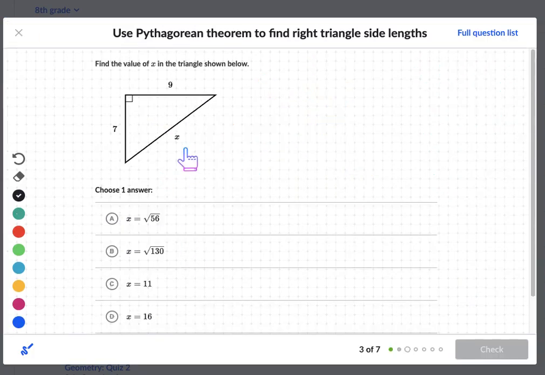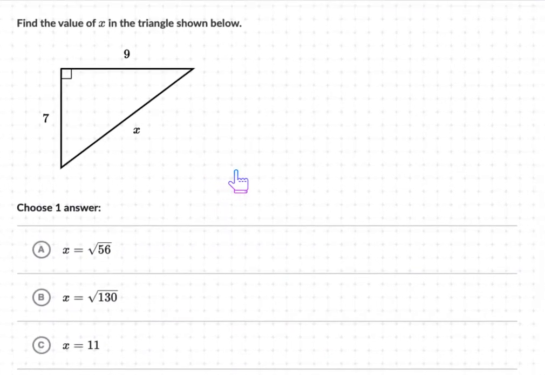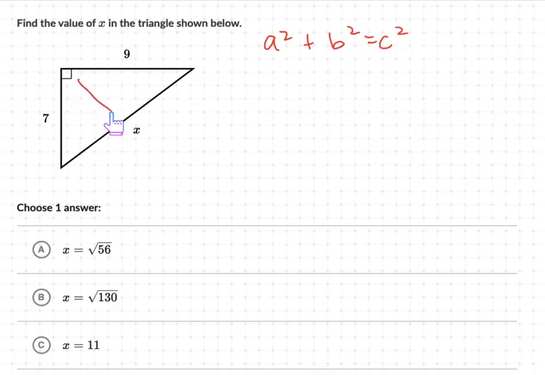All right, and then here is another problem where they're going to ask you to find the value of x. Go ahead and pause the video and try this one on your own. So what you should have done was set up your equation, a squared plus b squared equals c squared, label. The one across from the right angle is always your c, doesn't matter what the other two are.